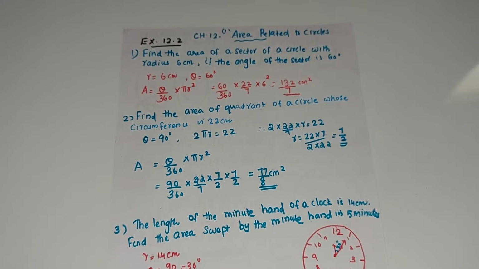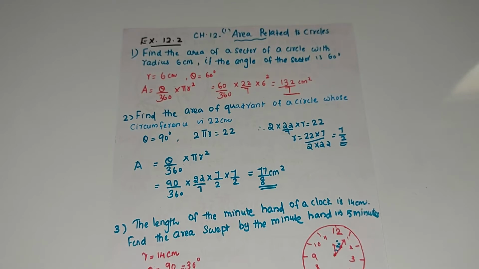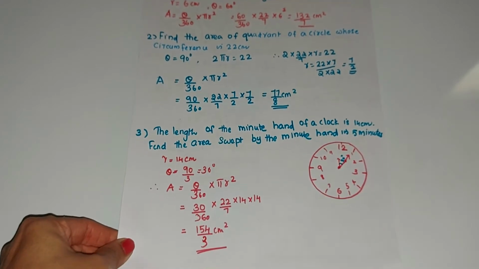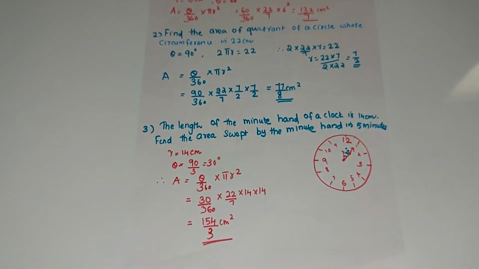Now the third one. The length of a minute hand of a clock is 14 centimeter. Find the area swept by the minute hand in 5 minutes. The length of the minute hand is 14 centimeter, that means we take it as the radius of the circle. Find the area swept by the minute hand in 5 minutes.